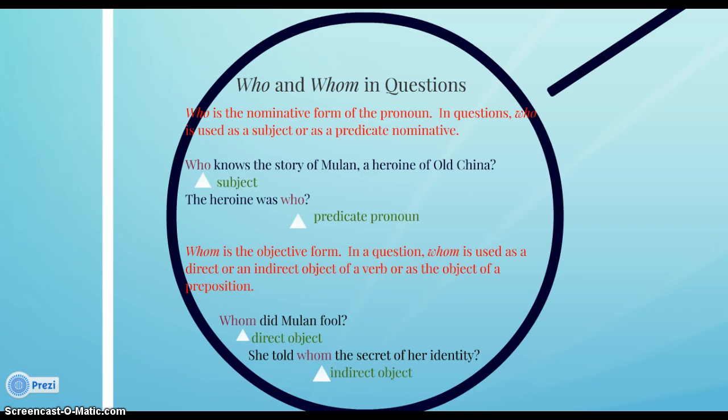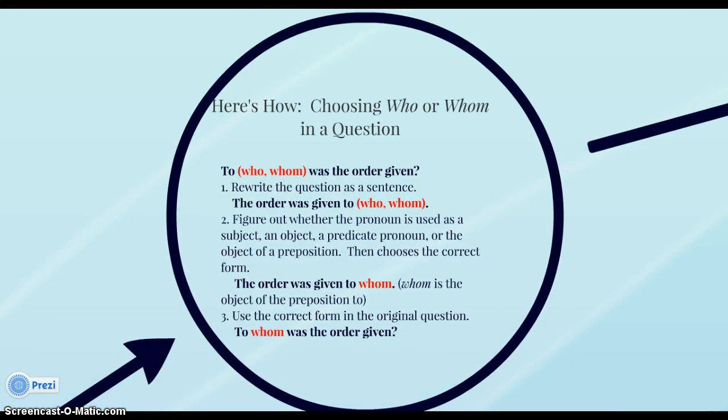Whom is the objective form. In a question, whom is used as a direct object or an indirect object or as the object of a preposition. So let's look at some examples. Whom did Mulan fool? In this sentence, the pronoun is acting as a direct object. That means we need whom. In the second example, she told whom the secret of her identity? In this sentence, the pronoun is working as an indirect object. That means we need whom, because whom is the objective form and it works as a direct or an indirect object. Now let me show you some clues to figure out which one of those words you should use.